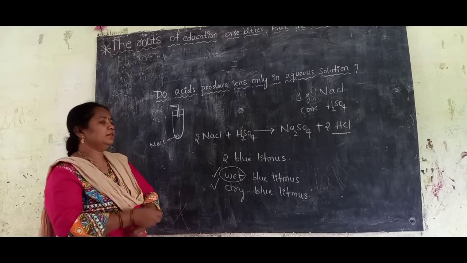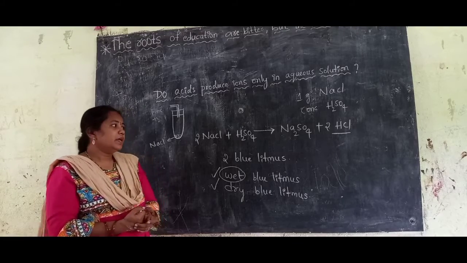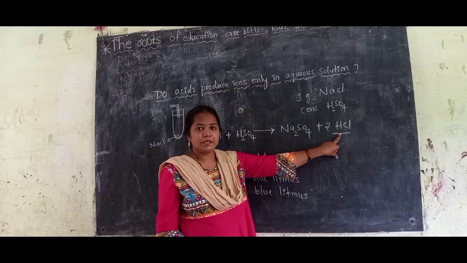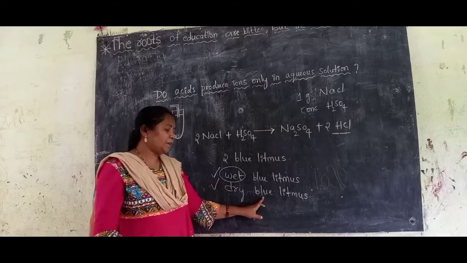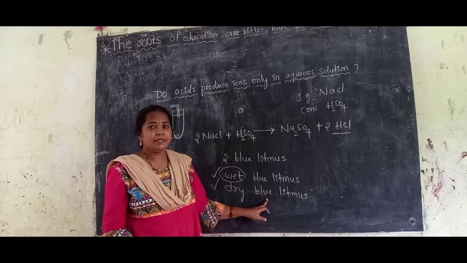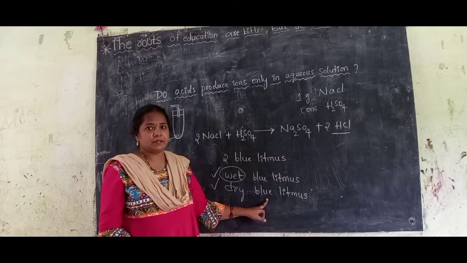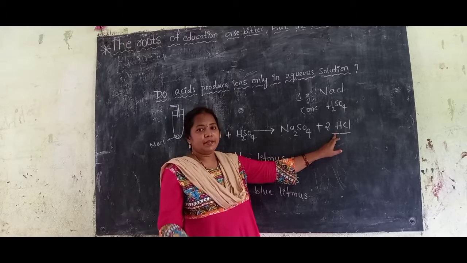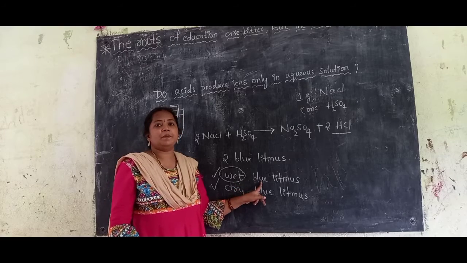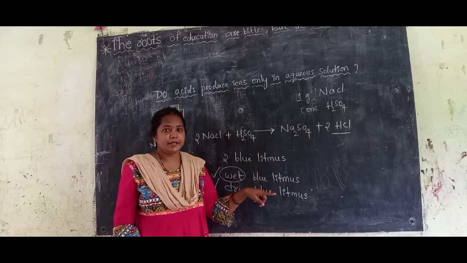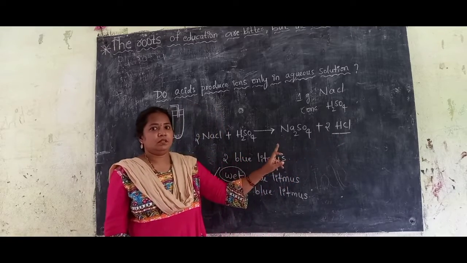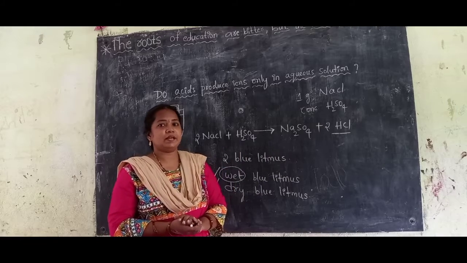Then we can conclude that hydrogen chloride in the dry condition does not produce H plus ions, because dry blue litmus paper does not change into red. That means there is no liberation of H plus ions when hydrogen chloride is in the dry condition. When you place wet blue litmus paper, it changes into red color immediately. That indicates that the aqueous solution of HCl compulsorily produces H plus ions.